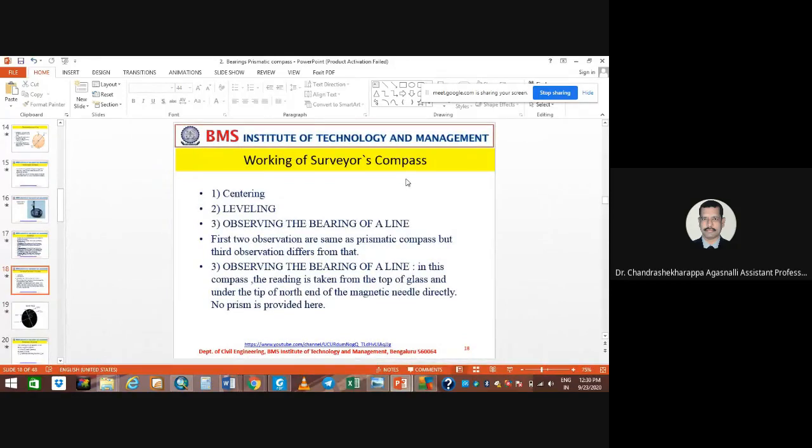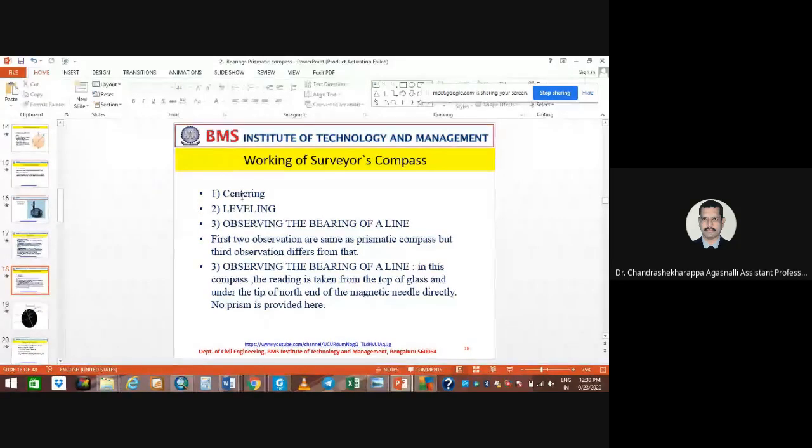Working of the surveyor compass: centering, leveling, and observing the bearing of the line. Three things we need to do to set up the surveyor compass. Centering is the first thing. Second thing, leveling. Third thing is to observe the bearing of the line, the alignment, and also the target. The first two operations are the same as the prismatic compass, but the third one is a little bit different.